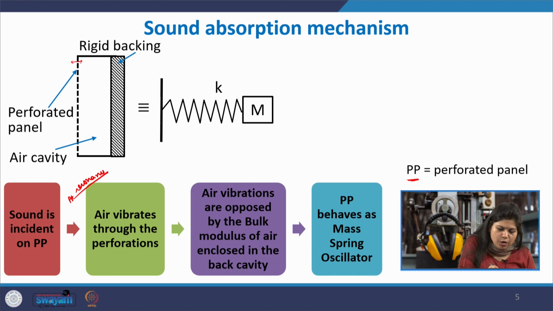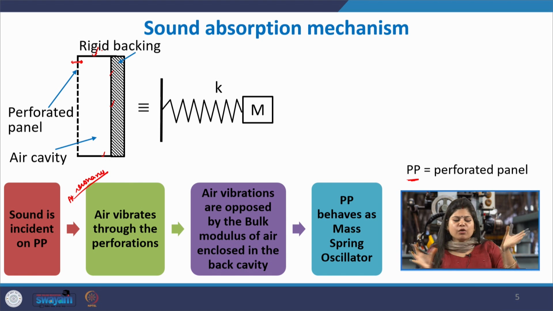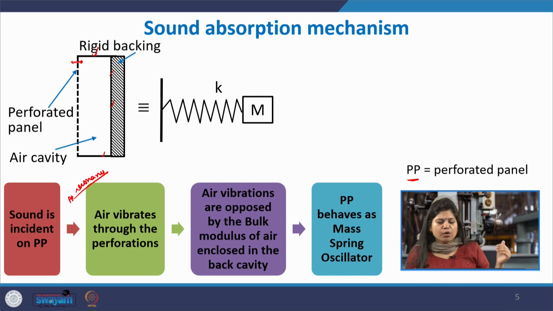Due to the incidence of the sound waves, the air molecules in these perforations are set into back and forth motion, and they try to compress or expand the confined air cavity. Because of its inherent bulk modulus, the confined air cavity resists this, because the air cannot just escape around; it is bounded from all three sides. The particles cannot move around to accommodate the longitudinal vibrations impinging on them, and hence they oppose. They have to compress and expand with respect to the longitudinal vibration.